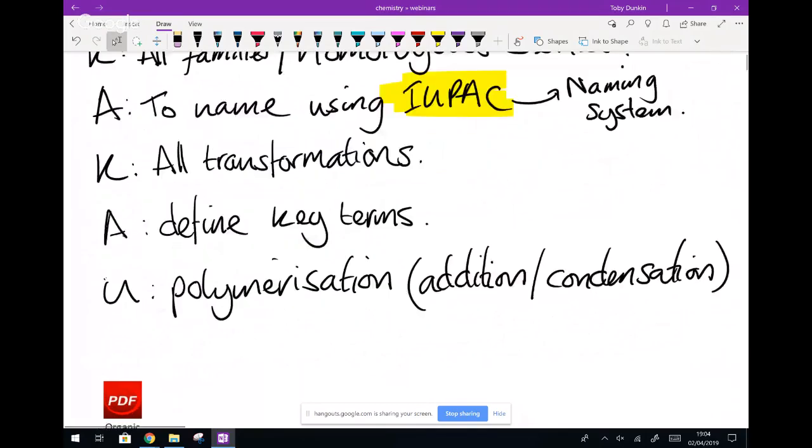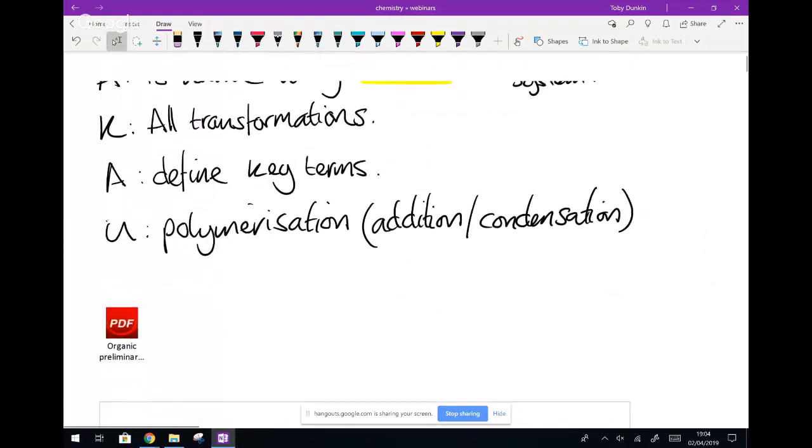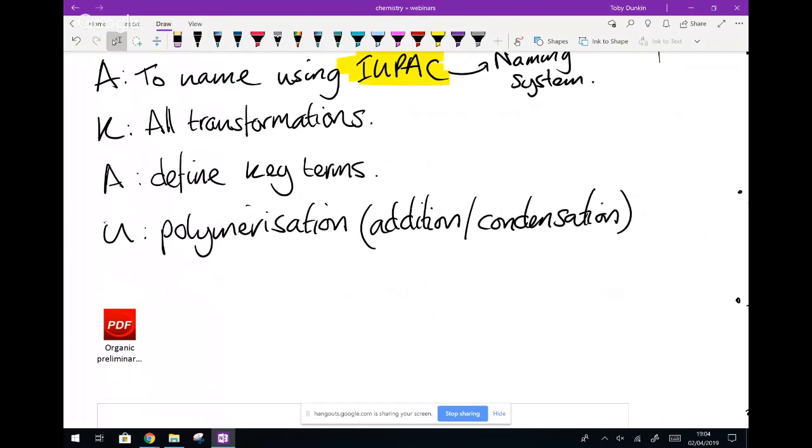The next thing is being able to define key terms. So I need you guys to realize, and I will be highlighting all the way through this webinar, all the keywords that they continuously ask about year on year. And the last one is to understand polymerization in the two categories of addition and condensation polymerization.